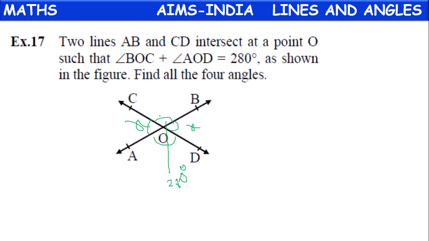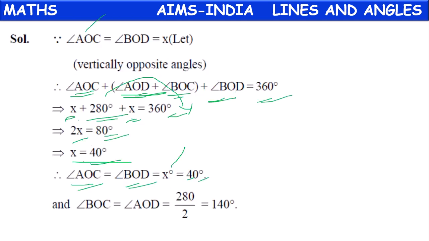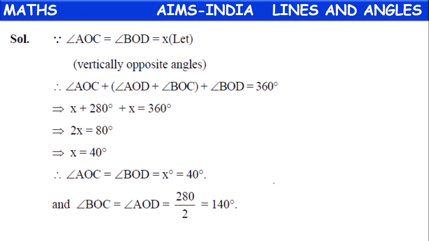What about the remaining two? This BOC and AOD. BOC will be half of 280, because these two sum is 280, so each one will be equal to 140. This will be 140 and this will be 140. So the angles are, two angles are 40, 40 and two angles are 140, 140.